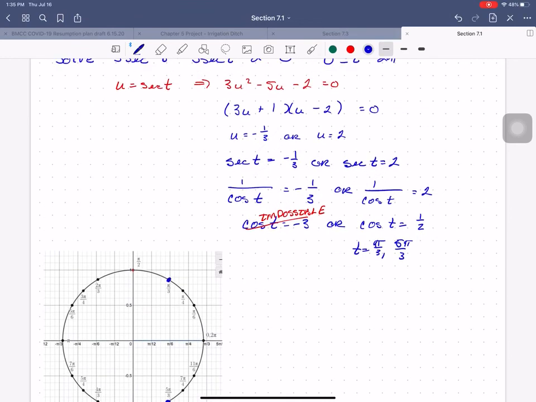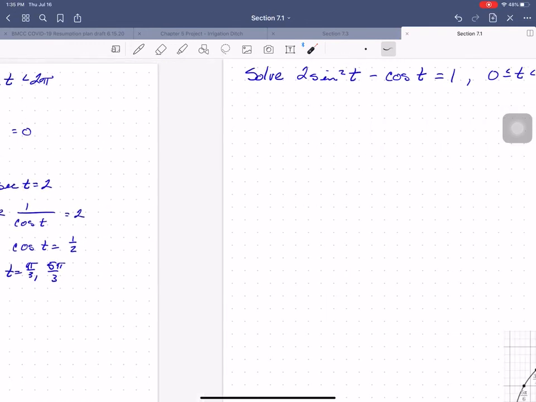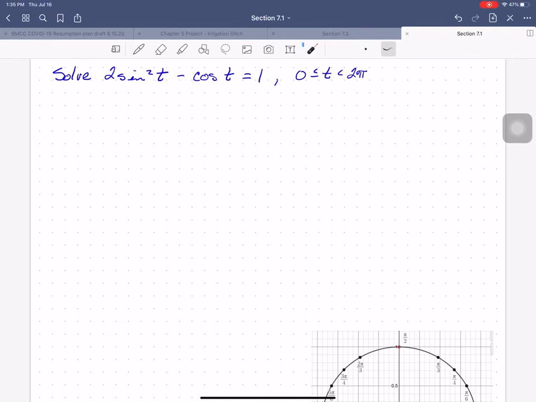Again, no real identities other than just the definition of secant as 1 over cosine. And we used our factoring skills to solve the polynomial equation. Okay, things are going to get a little bit more interesting here because I've got both a sine squared and a cosine. And I think I'm going to tackle this one in the next video.